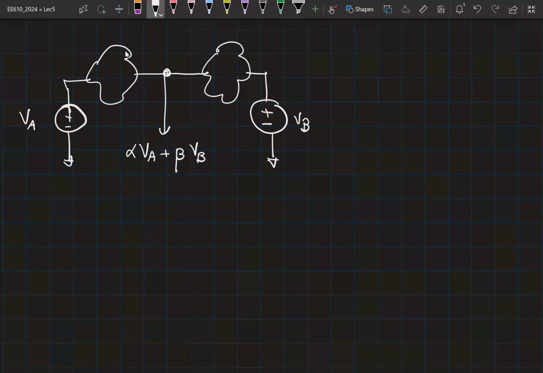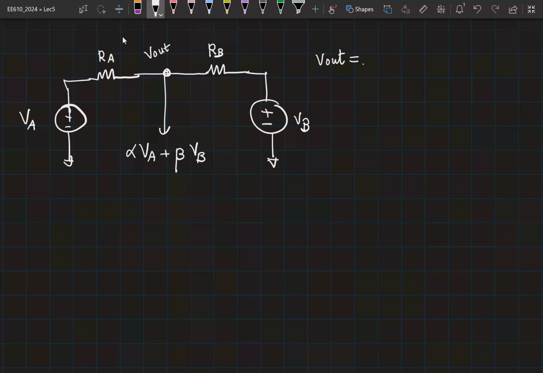I can simply add resistors here. Let's say I connected resistor RA here and another resistor RB here. Okay, and I'm calling this my Vout. Can you quickly give me the expression for Vout? So it will be VA into RB by RA plus RB plus VB into RA by RA plus RB.